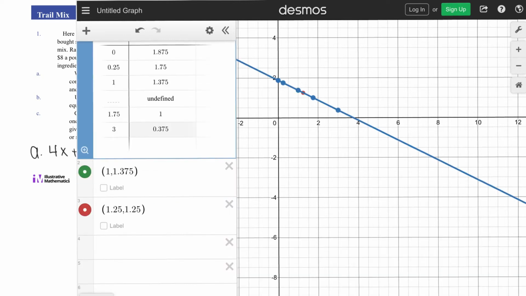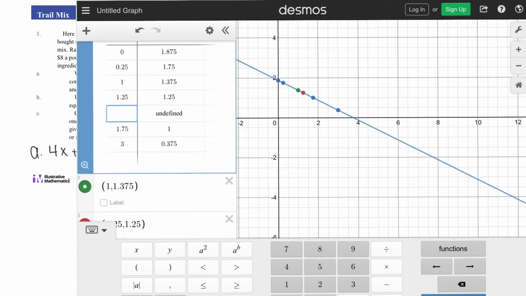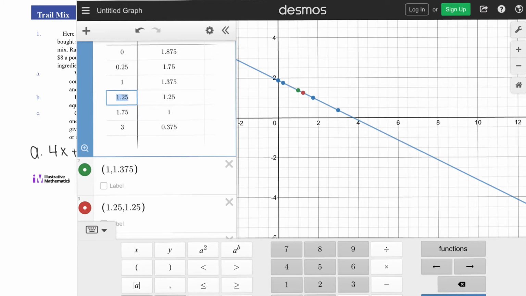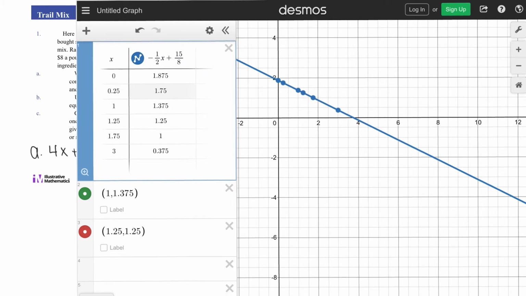So the next thing I'm going to check is the table. I'm going to type in the 1.25. And I'm going to see that it actually is 1.25 is the output value, the y value, once it's plugged into this equation right there that we came up with. So you can see how you can use the table to help you find solutions if you know the x value. It's a little bit more difficult once you're looking for a y value, you know a y value and you're looking for the x value. But this is how a table of values works in Desmos.